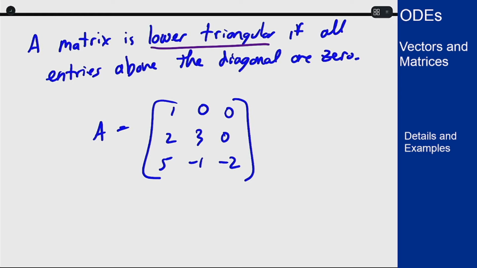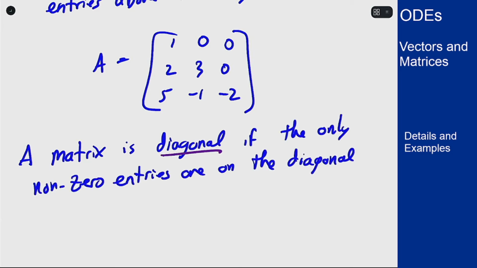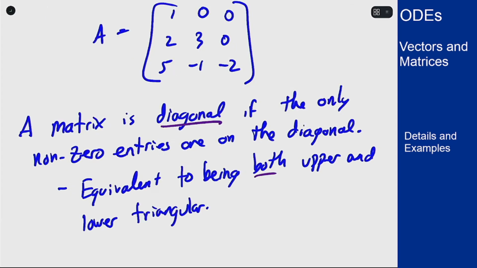And then our final category is that of a diagonal matrix. And this happens exactly when the only non-zero entries are on the diagonal. This is also equivalent to being both upper and lower triangular. These types of matrices, upper and lower triangular and diagonal, all have really nice properties when I use them to solve systems of equations, and so it's nice to know these categories in advance, because a lot of times we're going to aim for a matrix of this type in order to be able to do something with a system of equations.